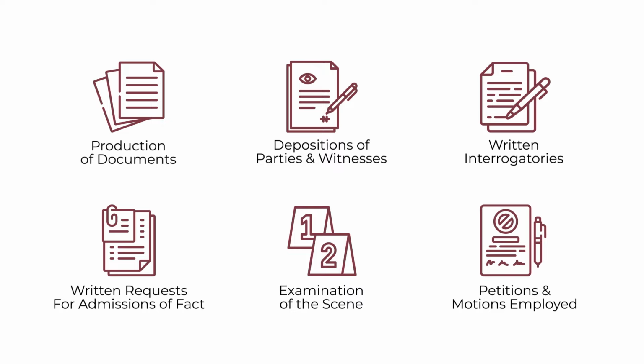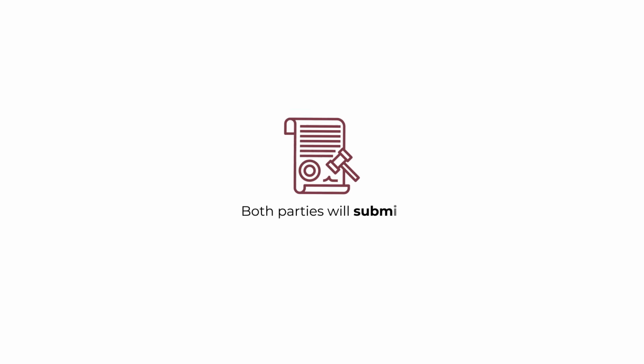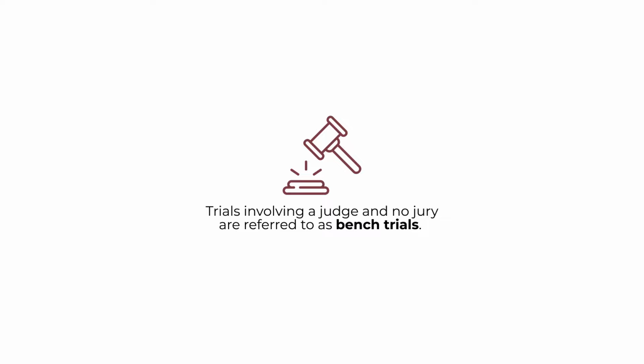Before the trial begins, either during the discovery process or shortly after, parties may use motions to ask the court to rule or act. After discovery has ended, if the dispute is not resolved out of court, the civil lawsuit will move to trial. Before the trial begins, both parties will submit a brief to the judge. Trials involving a judge and no jury are referred to as bench trials, or the trial can be set to be decided by a jury.